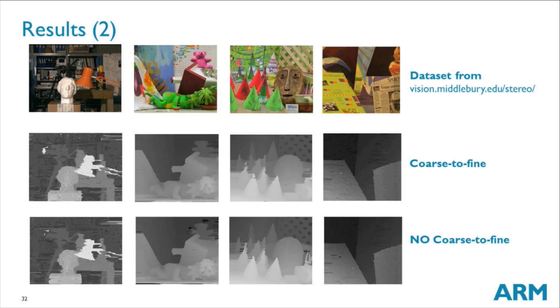In this slide we have reported some disparity maps that we have obtained by our algorithm, and in terms of accuracy we are close to the real-time Census Transform. The dataset is from the Middlebury website, which is the reference point for all stereo vision algorithms.